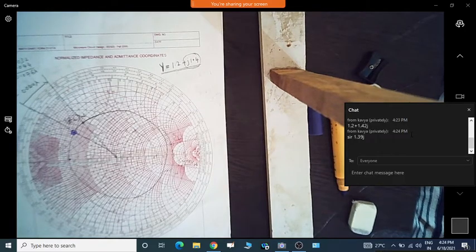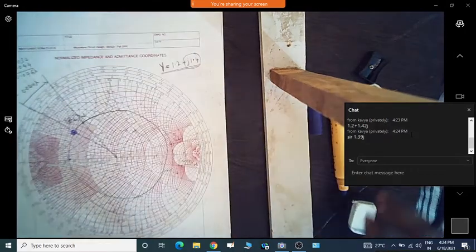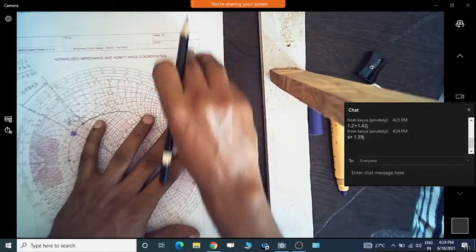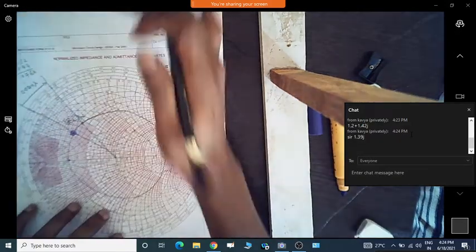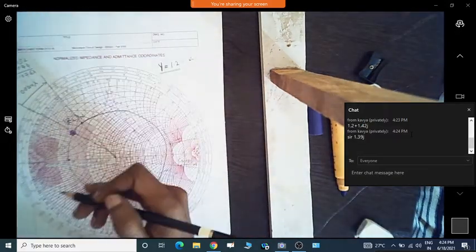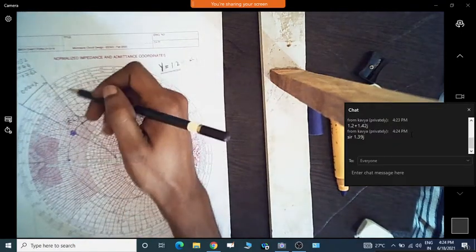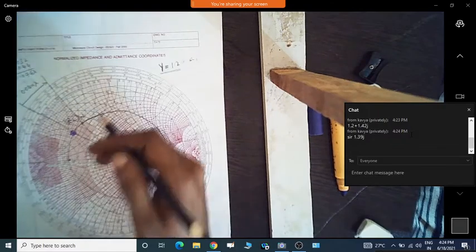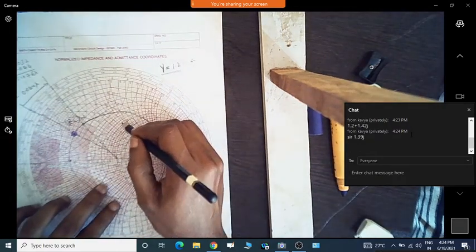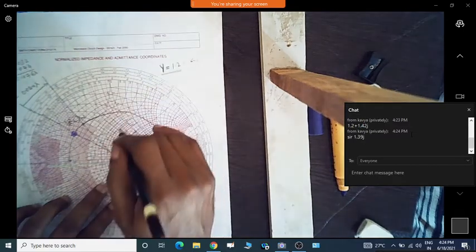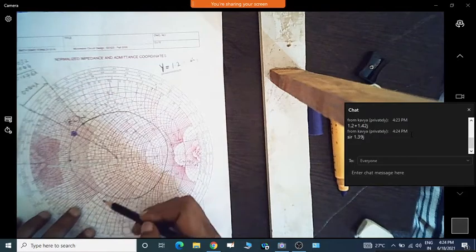So minus, yeah, 1.39. Actually you have to take it as a minus, because in the upper half of this Smith chart it is minus and the lower half is plus. Sorry, this is plus for impedance and minus for the lower half for impedance, and plus is the upper half for the impedance. But for the admittance, the upper half is minus and the lower half is plus.